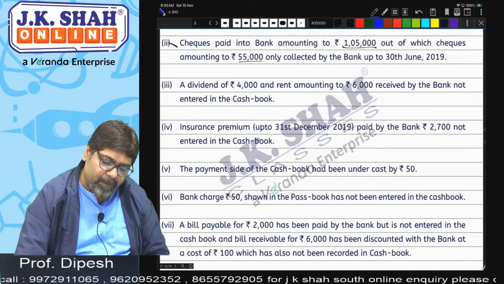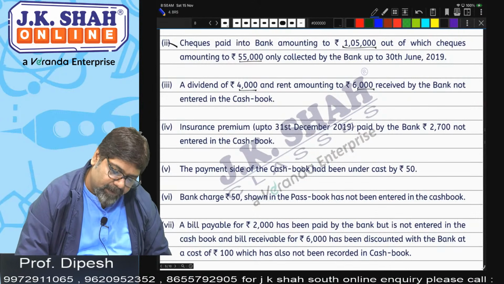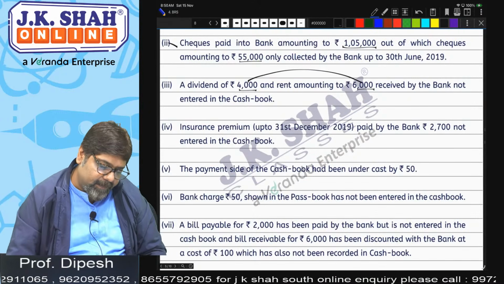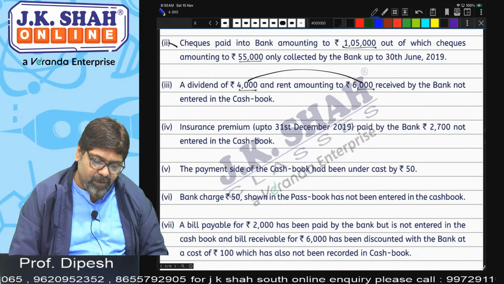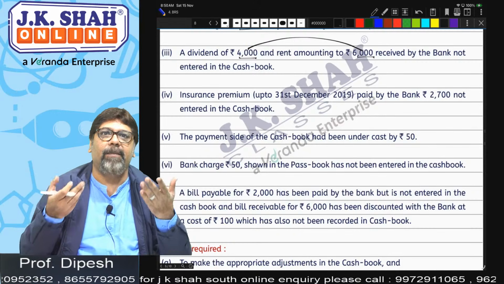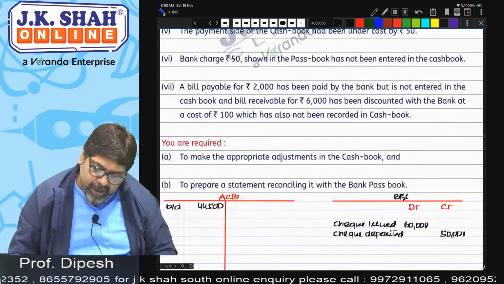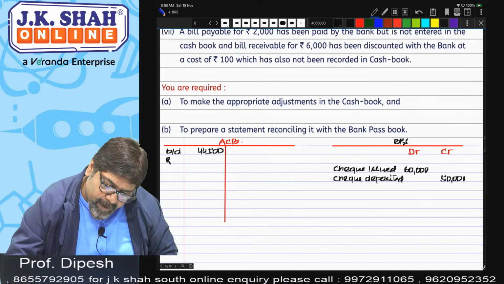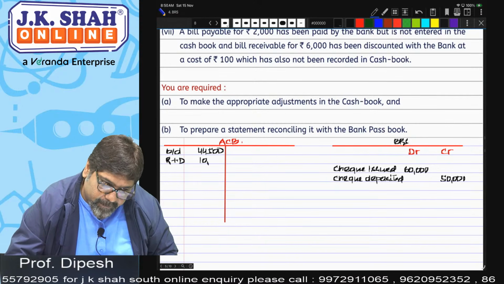A dividend of rupees 4,000 and rent of rupees 6,000, 4 plus 6, 10, received by the bank, not entered in the cash book. So 4,000 dividend income and 6,000 rent income, received but not recorded in the cash book. So in the cash book, rent plus dividend is 10,000.